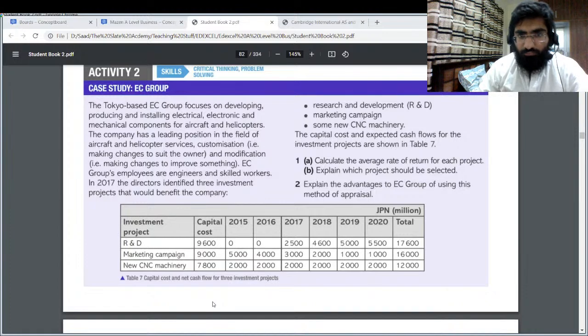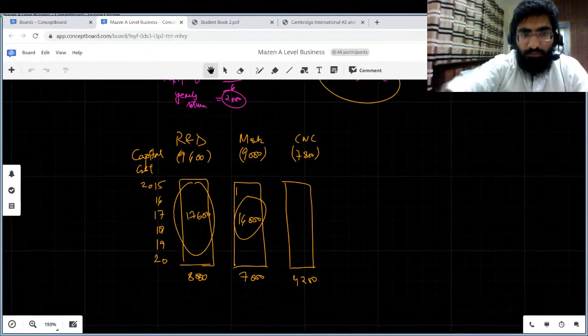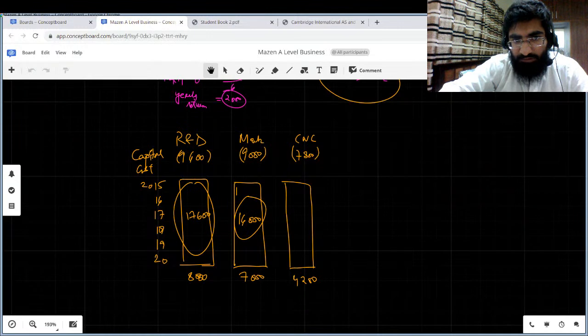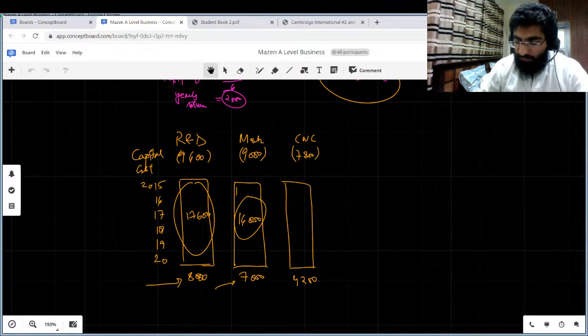Yeah, I'm done. It's R&D, R&D, let's see quickly. Okay. 13.8. So for my R&D, the outflow is 9600 and total inflow is 17600. So net profit for the whole project is 8000. For this marketing, it's 7000. And for this CNC machine, it's 4200.